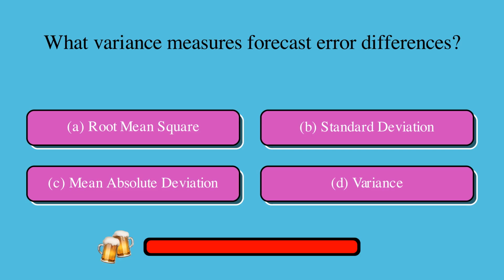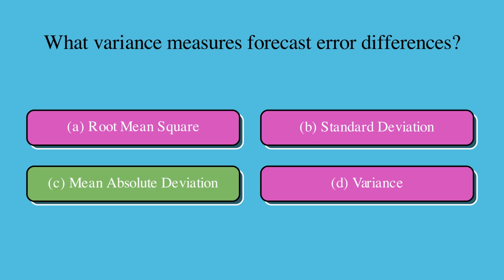What variance measures forecast error differences? Is it A, root mean square, B, standard deviation, C, mean absolute deviation, or D, variance? The correct answer is C, mean absolute deviation.